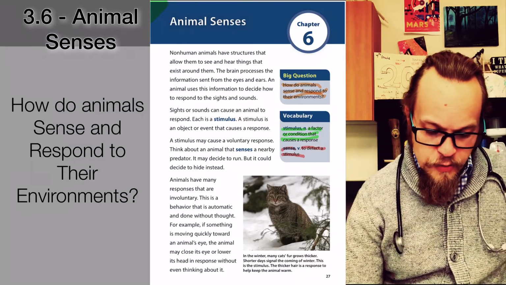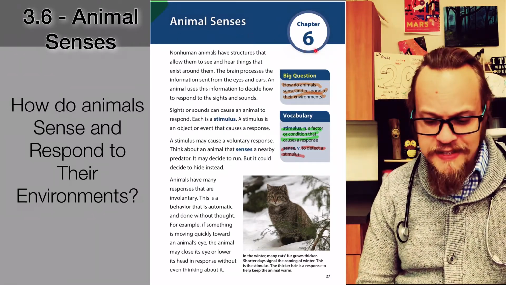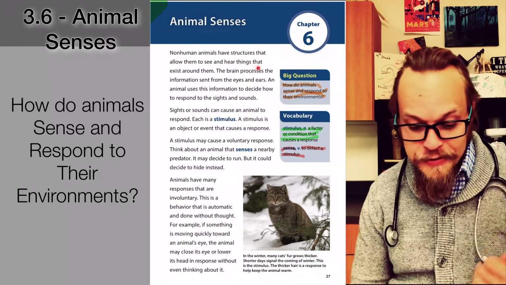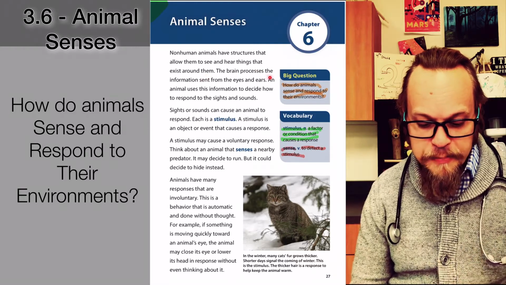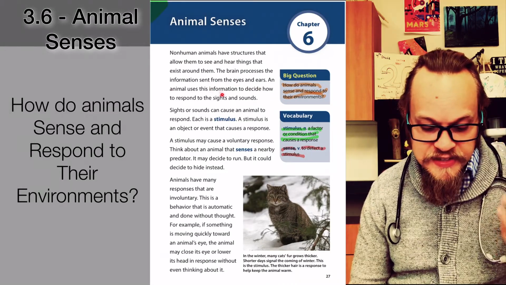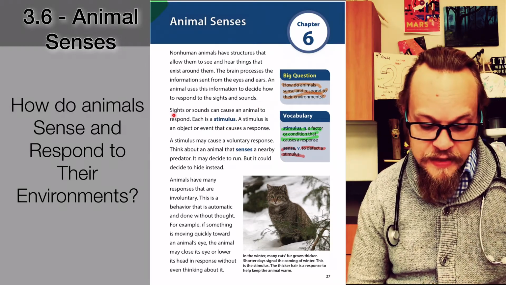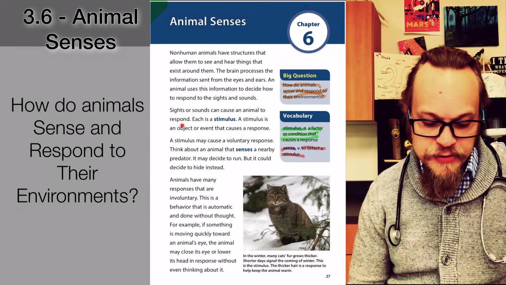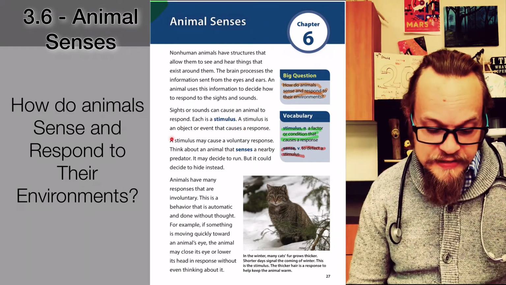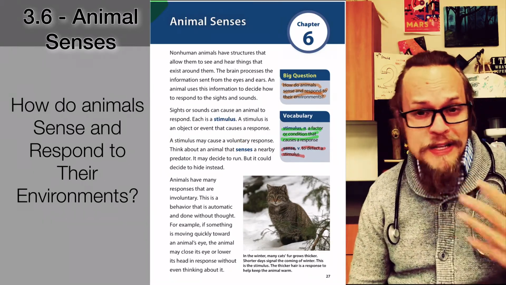Okay? So, moving into this chapter, Animal Senses, Chapter 6. Non-human animals have structures that allow them to see and hear things that exist around them. The brain processes the information sent from the eyes and ears. An animal uses this information to decide how to respond to the sights and sounds. Sights or sounds can cause an animal to respond. Each is a stimulus. What we see, what we hear. A stimulus is an object or event that causes a response. Because we see something, we do something.